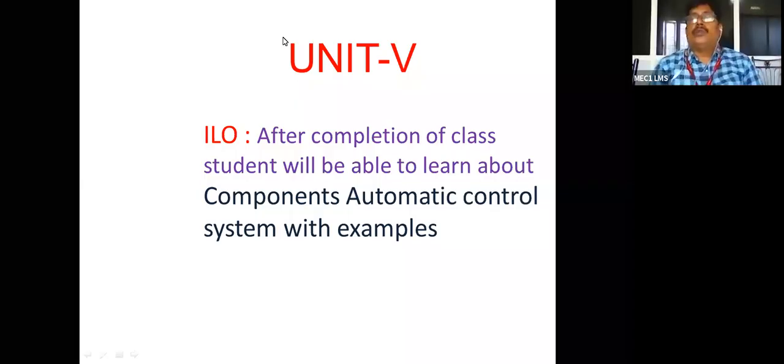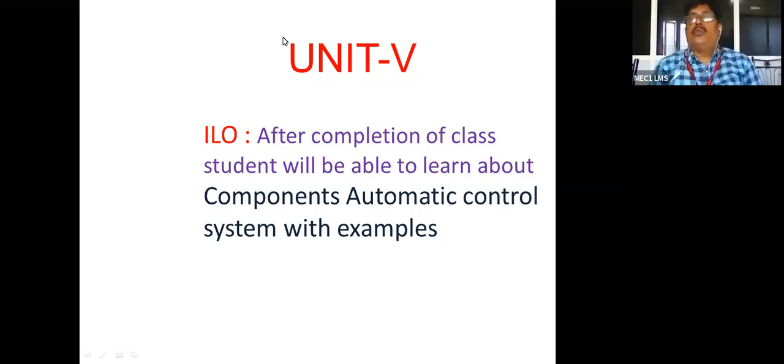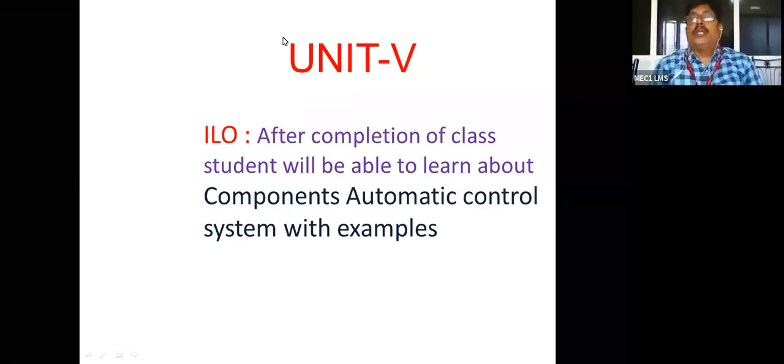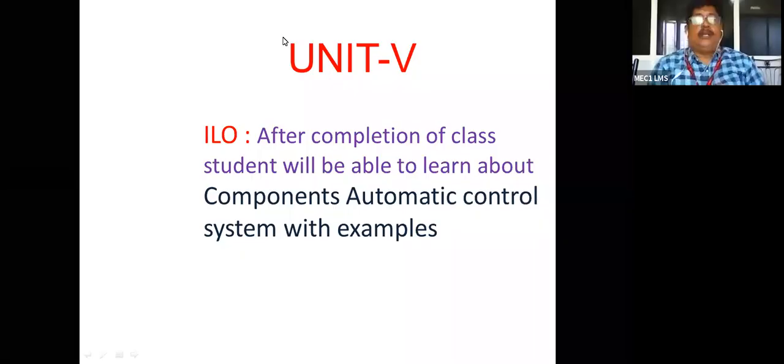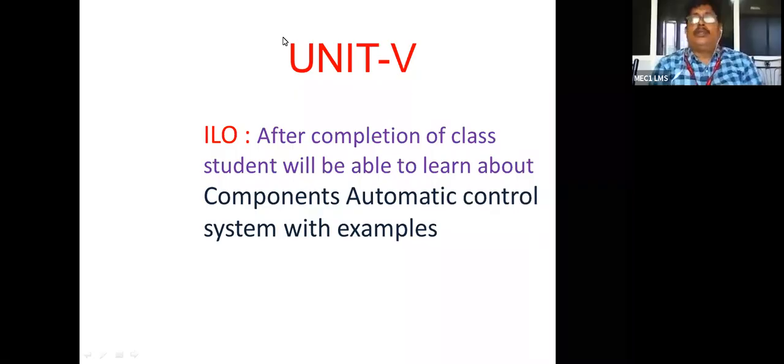So, first we'll go for the previous class summary of that particular topic. Last class we discussed the closed loop control systems. Closed loop control system means we are modifying the open loop control system. In the open loop control system, what is the disadvantage? The output is not the desired output. The output is not accurate.